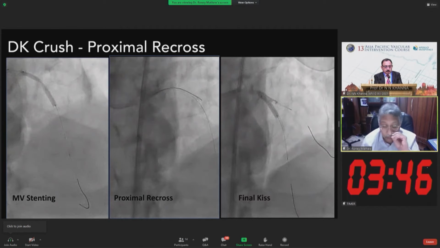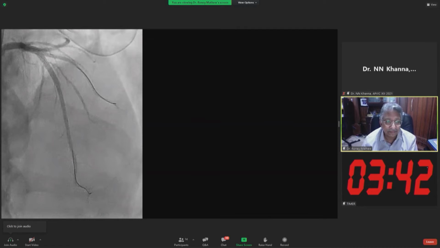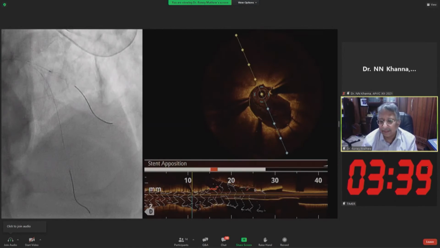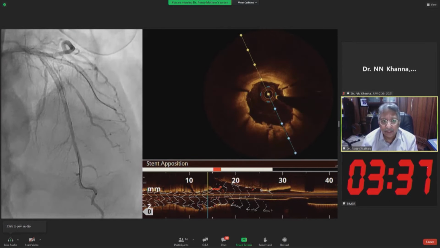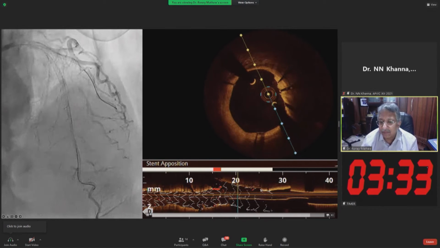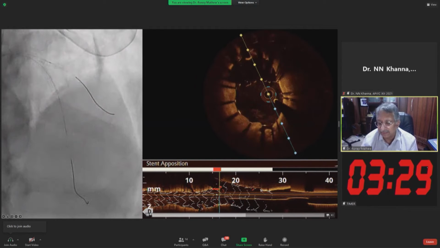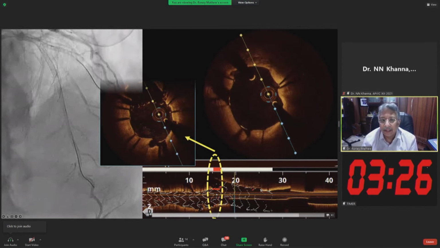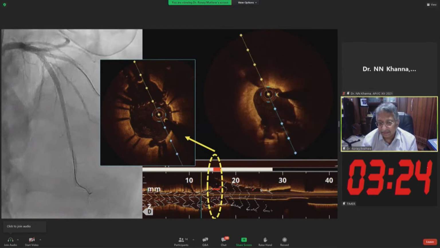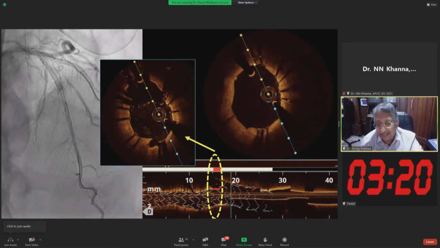Now I want to show you how this 3D looks. It looks excellent. But when you look at this 3D, you see, because we did a proximal cross, we have got a large amount of metallic neocarina that you can see in the red over here in the carina. And if you look there, because when we crossed proximally, we pushed this strut distally.